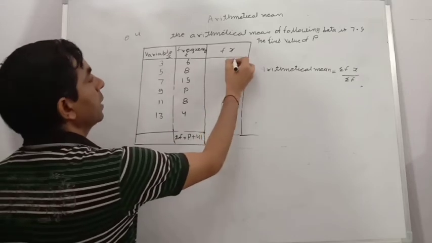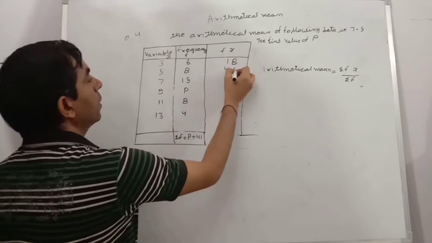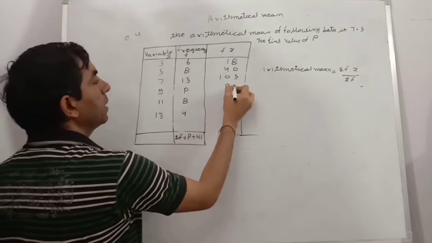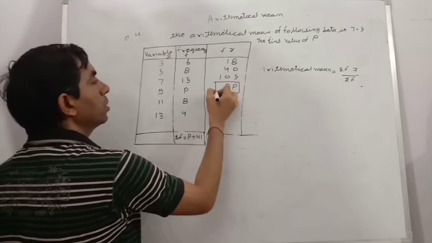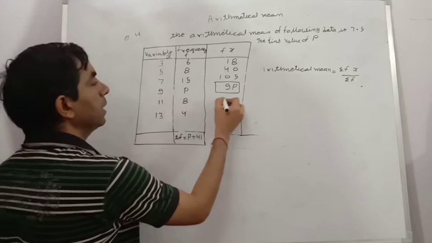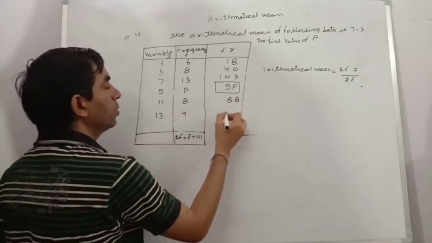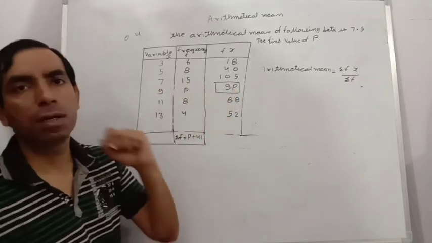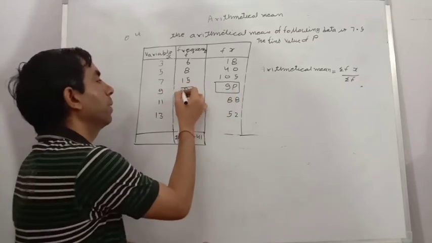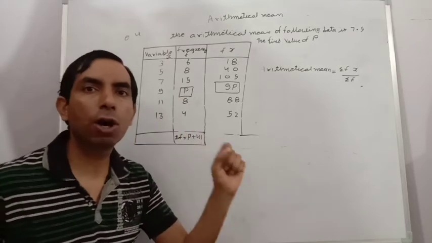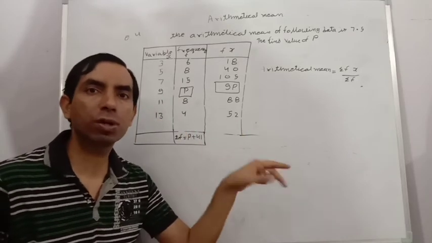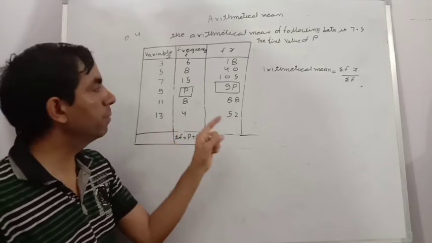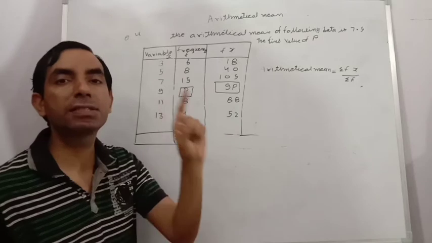Next, fx. 6 times 3 is 18, 8 times 5 is 40, 15 times 7 is 105, 9p we write as it is because it is an alphabet, 8 times 11 is 88, 13 times 4 is 52. Sometimes some students wonder why I mark this type of box for the alphabet. Because in addition, a lot of students add these numbers also into simple numbers, so their answer will be wrong. So always remember alphabet does not add to simple numbers.